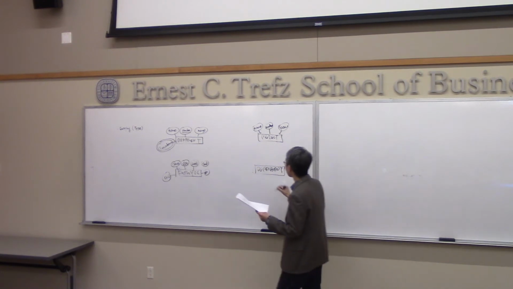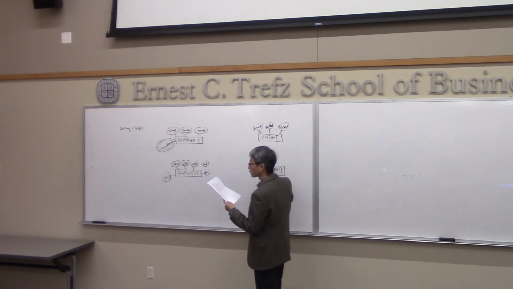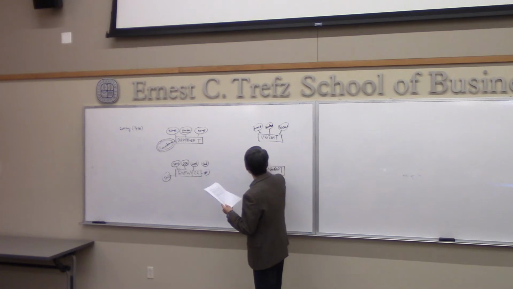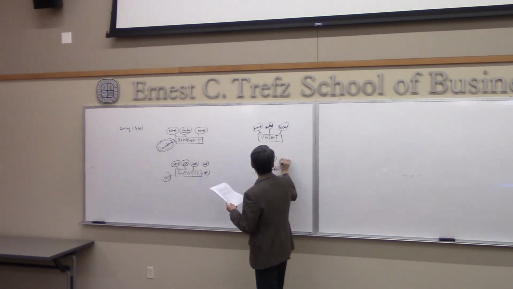Okay, then for the dependent, we have the name, and the sex, and the DOB, and the relationship.